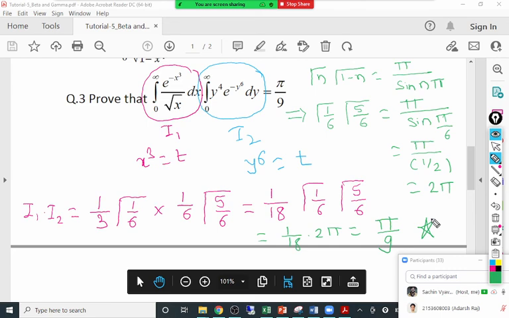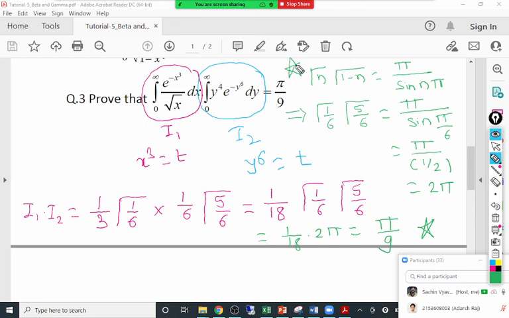But yes, obviously you have to remember this property if you have to do this question.